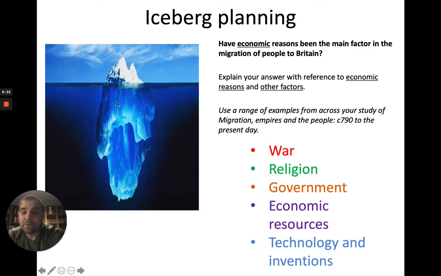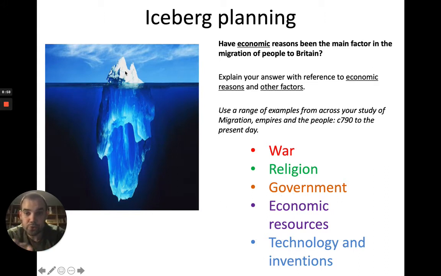Now, the point here is that if you get blindsided, you might only write about all the economic reasons you know why people moved to Britain, okay? But the point is that's only one thing you're going to write about. You've got to make sure that you see below the surface and get that actually, for our course, we know there are all these other factors which have caused people to migrate, okay? So war, religion, government policy, technology, and inventions. All of these things have played a role in migration.